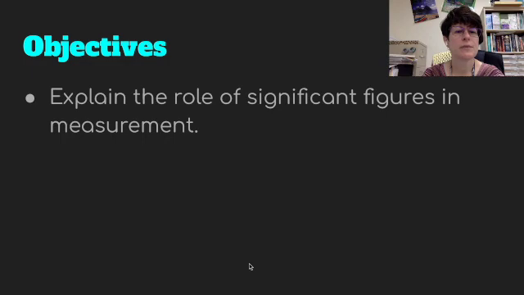So our objective today was to explain the role of significant figures in measurement. Don't forget your 5 questions, and I'll be back with another video about how we use significant figures in our math calculations.